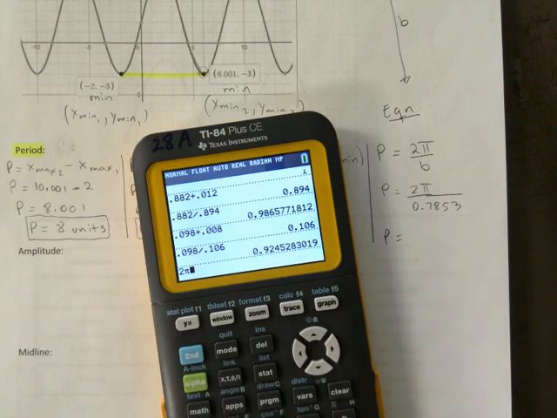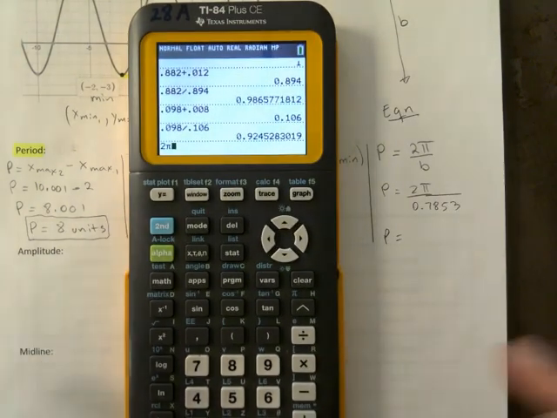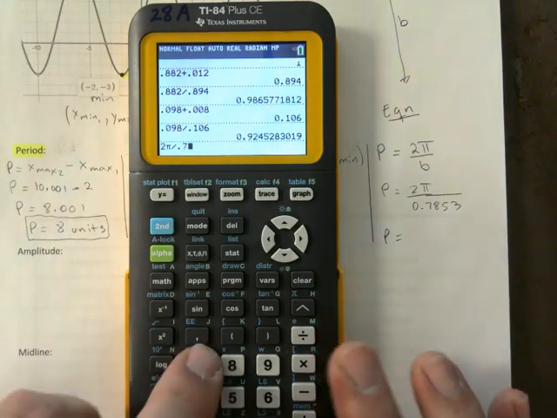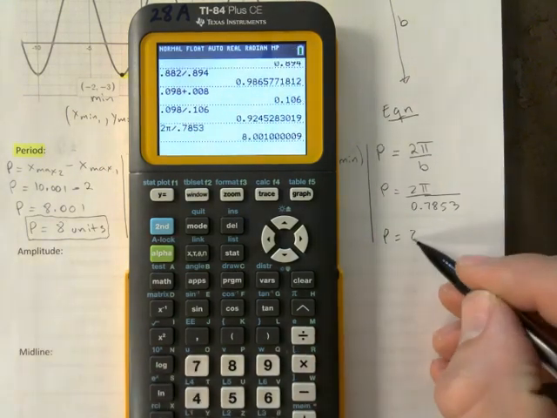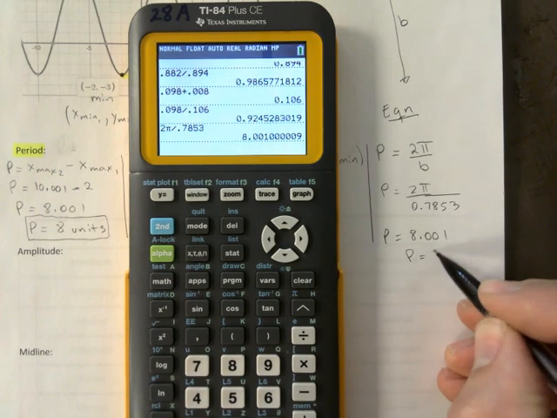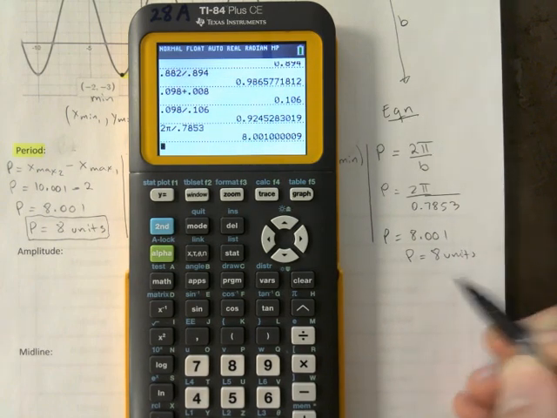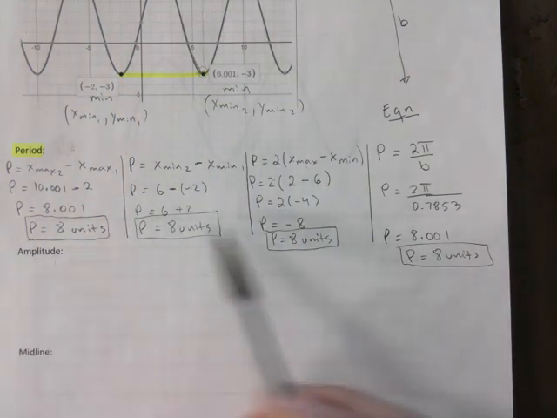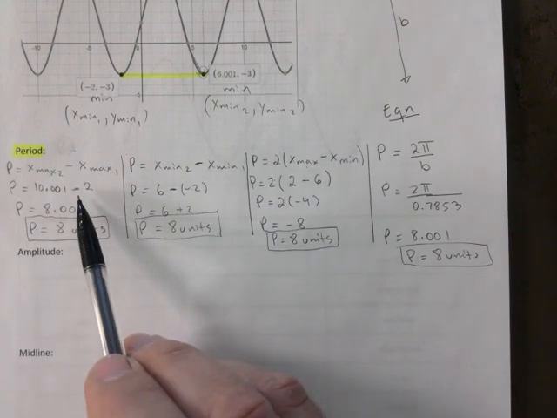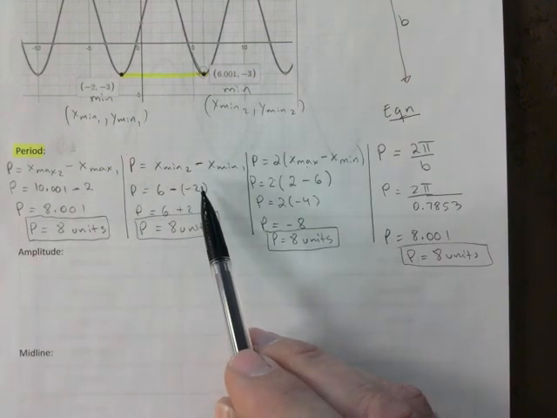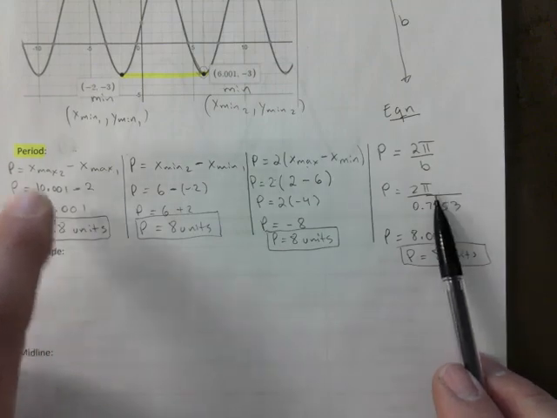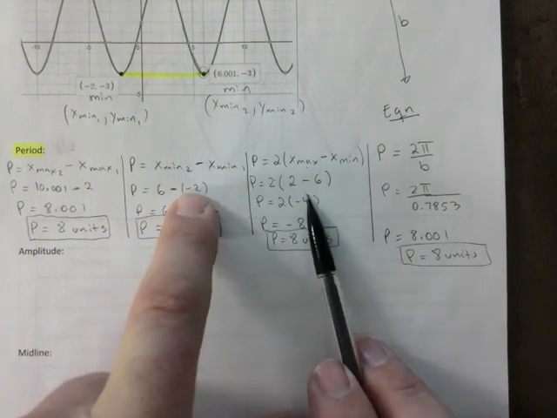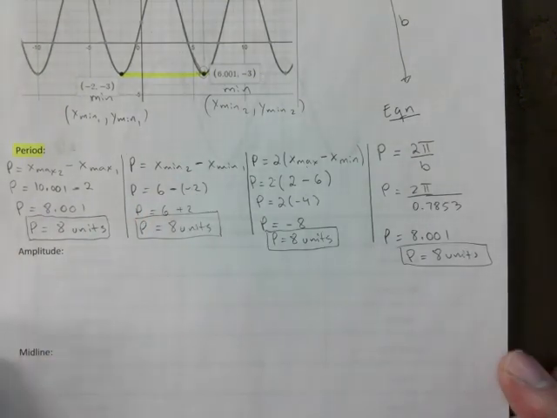2 pi. How do you access pi? You should know that from designer measurement, but second hat, right? And then you divide it by 0.7853. And that is 8.001. For all intents and purposes, our period is 8 units. It all jives. Many ways to get there. I would say these two are the most popular, right? If I have a graph, I'll use this. If I have the equation, I use that. These are alternate methods. All right, moving on.